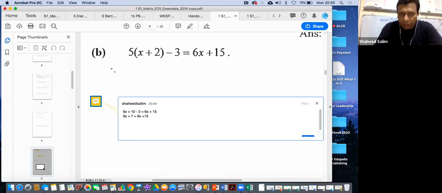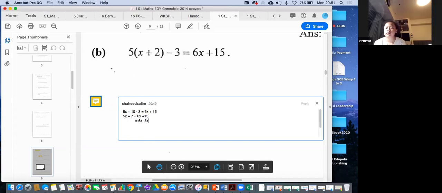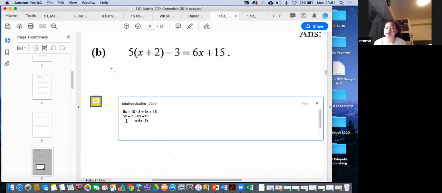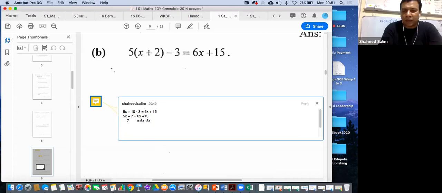Now, I suggest do what is easy. You want to find what is x. If you bring the 6x over the other side, this becomes minus 6x. Then 5x minus 6x, you get minus x. So why not we bring the 5x over this side? We try again. You have 6x is still the same. You bring minus 5x. At the same time, you bring the plus 15 to the other side. It becomes 7 minus 15.